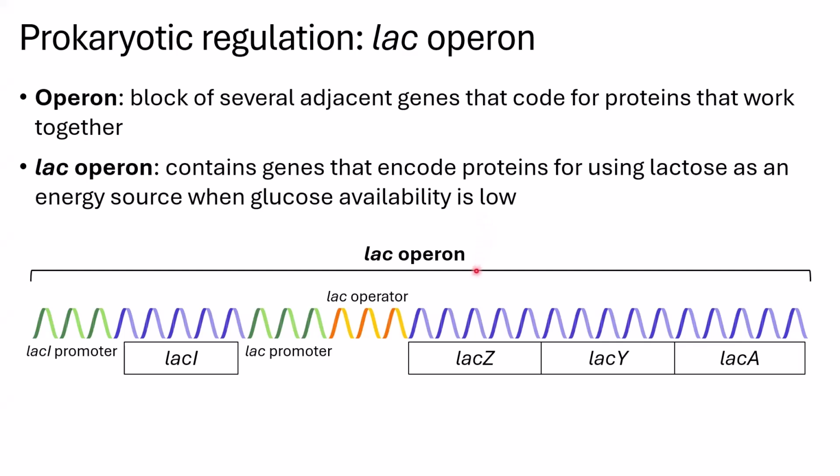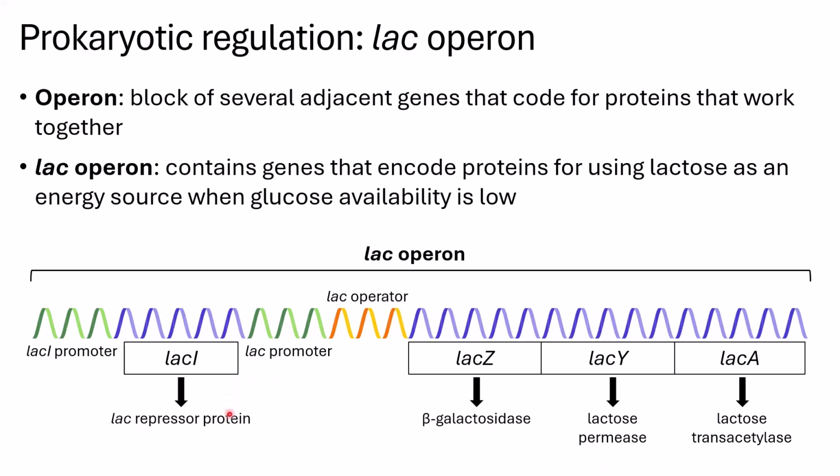This includes LAC-Z, which codes for beta-galactosidase, the enzyme that breaks lactose down into glucose and galactose, LAC-Y, lactose permease, a transport protein that allows the prokaryote to take in lactose, LAC-A, lactose transacetylase, which adds an acetyl group to lactose, and LAC-I, which codes for the lac repressor and has its own promoter, separate from the other three genes.